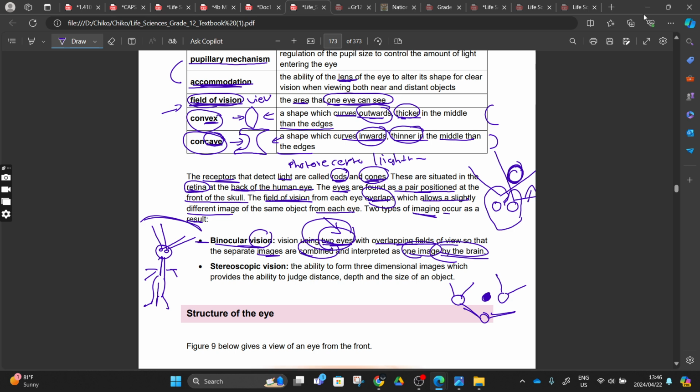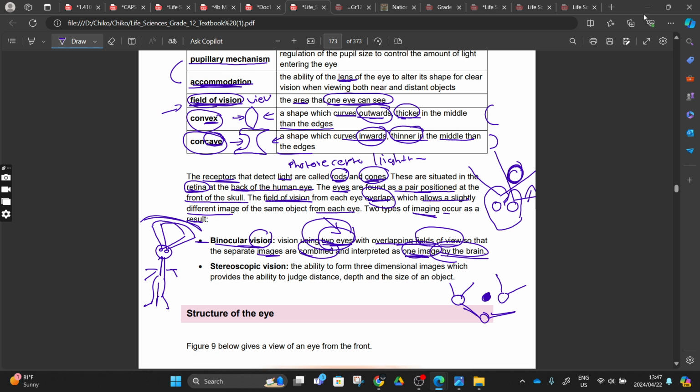To understand, when you are using two eyes, overlapping fields of view, you know the fields of view when they are overlapping. This is what I drew from here up until here. This will be one eye's field of view, and from here up until here, this will be our other eye's field of view. So you are combining these two fields of view to form one picture, right?